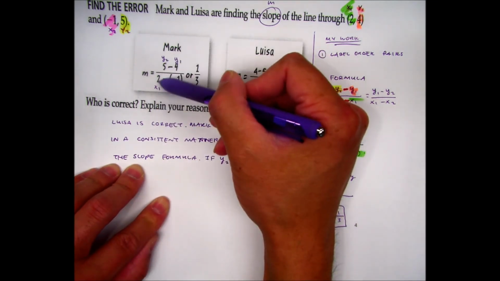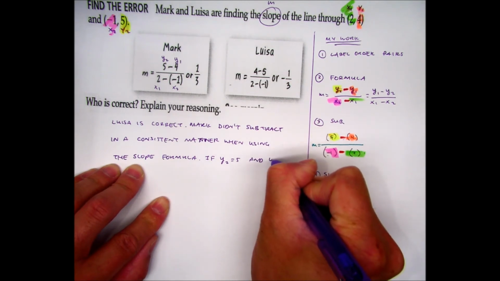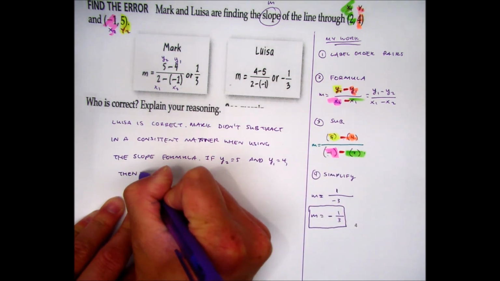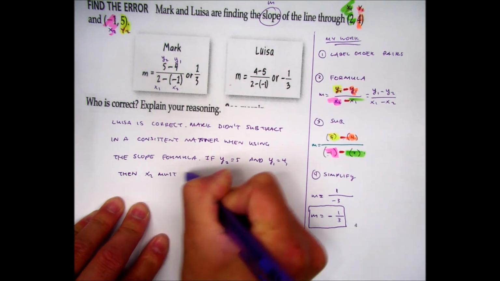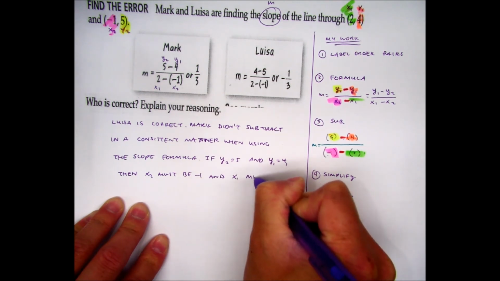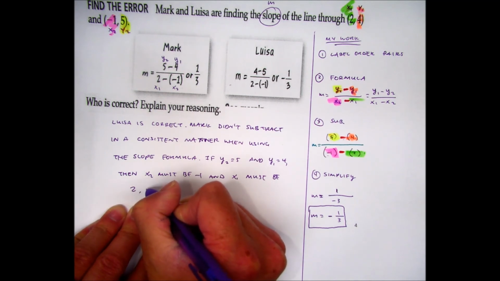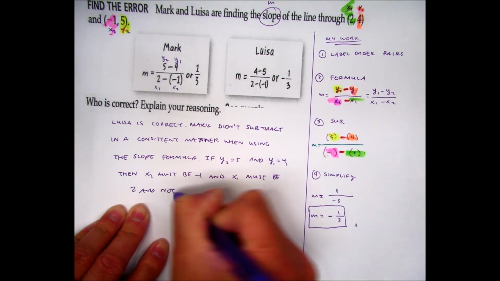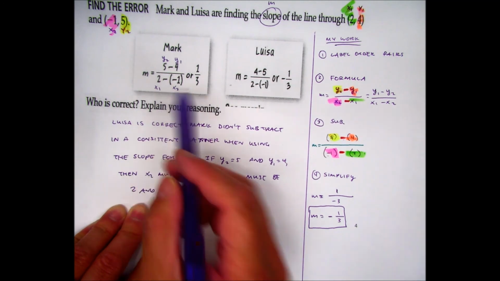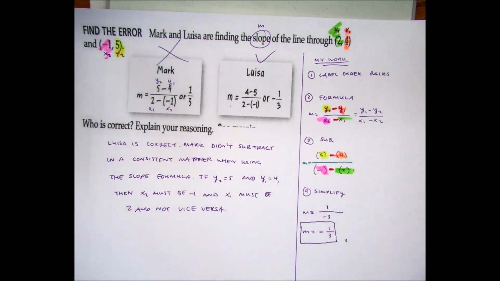Do you guys see that? How the numbers aren't the same? So if y2 equals 5 and y1 equals 4, then x2 must be negative 1, and x1 must be 2, and not vice versa. Vice versa just means to switch them. So that's why Mark is wrong and Louisa is correct. Common mistake for finding slope.